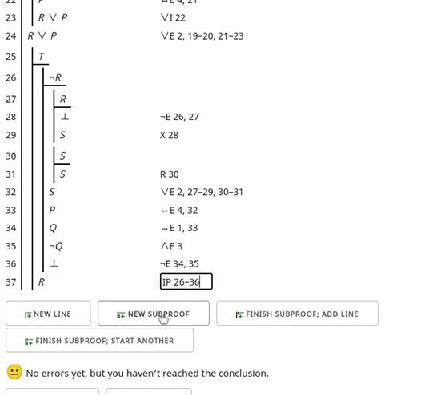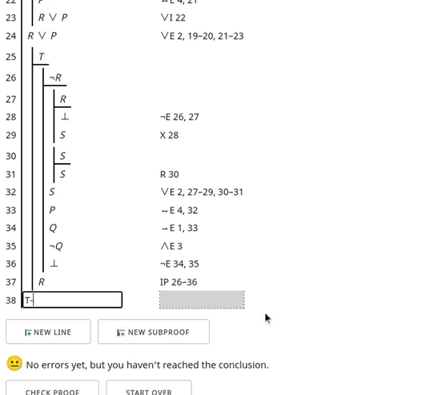And finally now, we can finish that subproof and end that line. We have T implies R. That's just arrow introduction from lines 25 to 37.